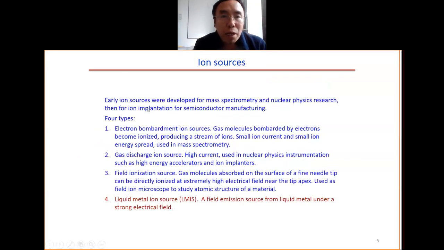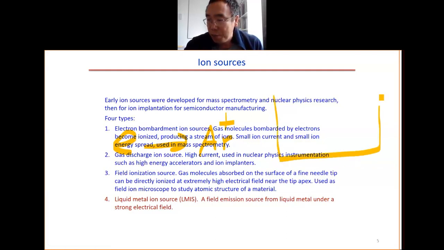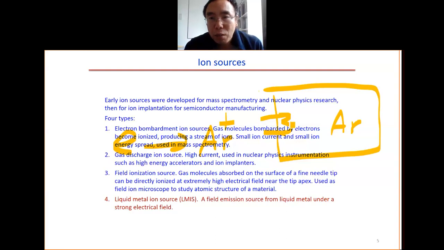So there are 4 types of the ion source. The first one is called electron bombardment ion source. So the idea is very simple. You have the electron bombard a gas molecule, for example, argon here. When the electron collides with the argon molecule, the argon will be ionized to create the argon ion. So this is done in a chamber. You have the chamber, you fill it with the argon gas, and you have the hot filament. You apply a voltage, and this filament will emit electrons. So this is a case called electron bombardment ion source.